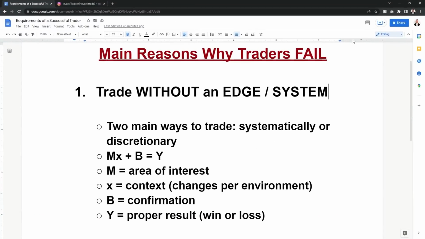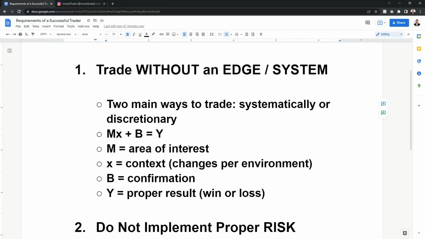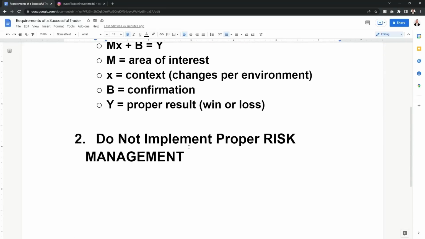And if you don't know your edge and you can't define your edge and what it is, then you need to reconsider how you trade, because if you do not have this, you are severely going to struggle. Believe me. So please develop your edge. It's very, very important. Point number 2 is you do not implement proper risk management.